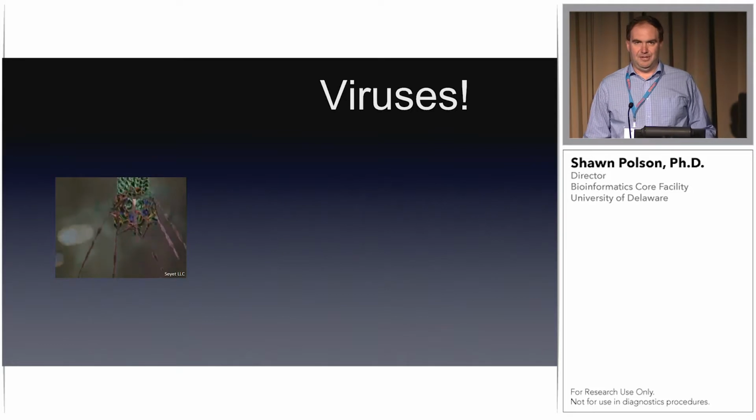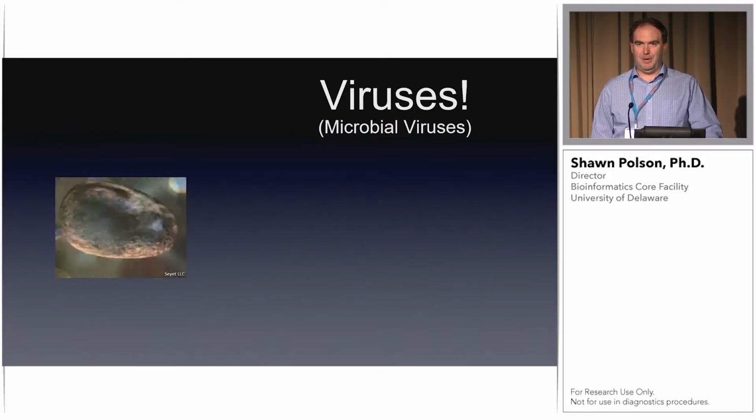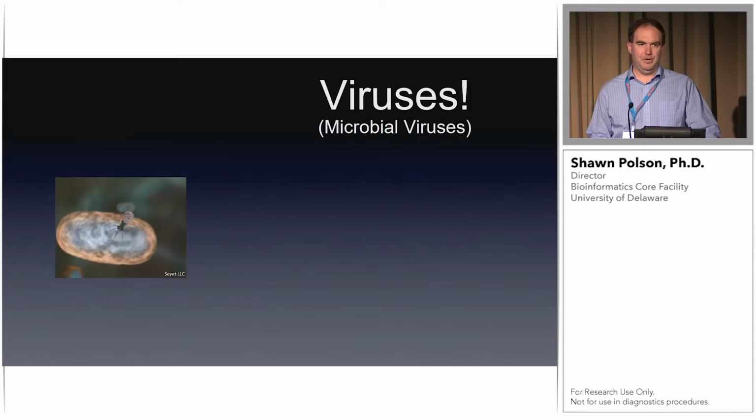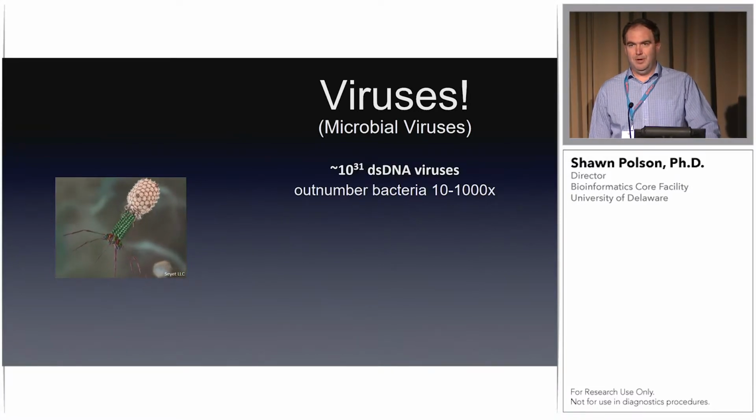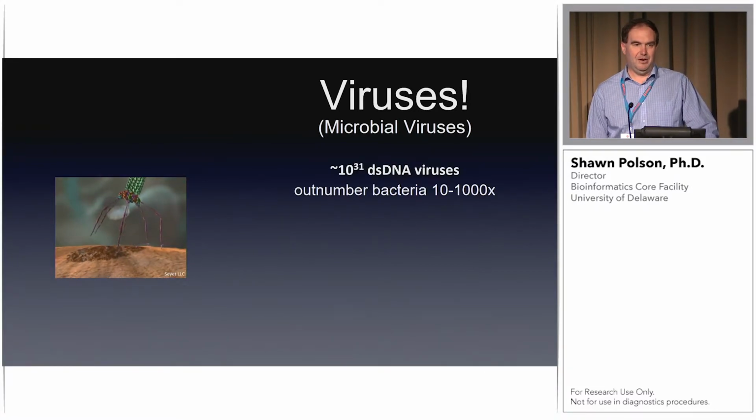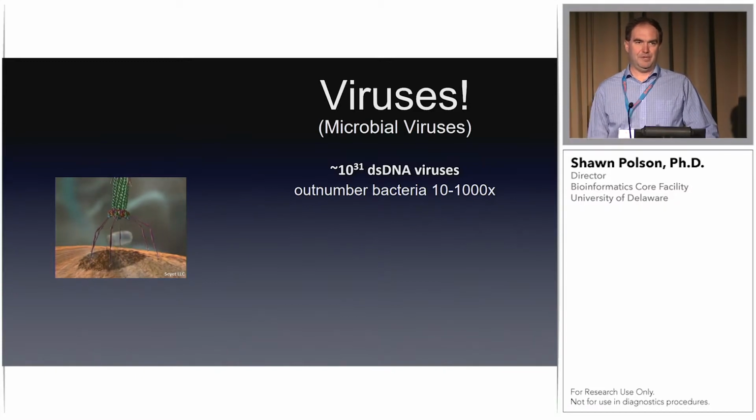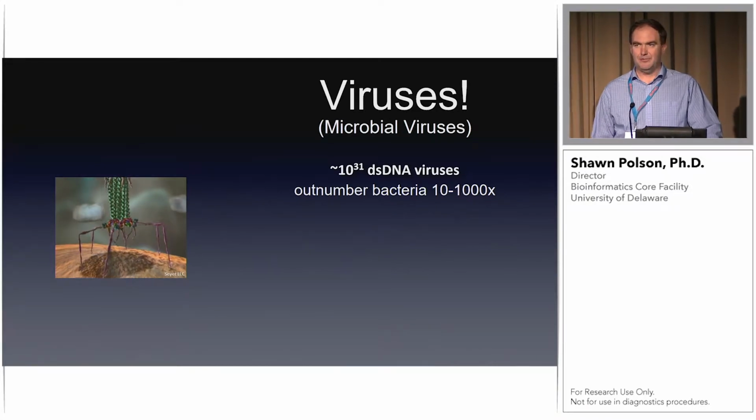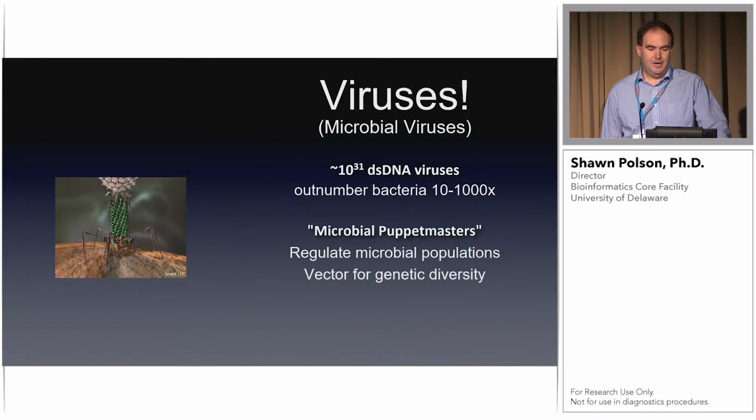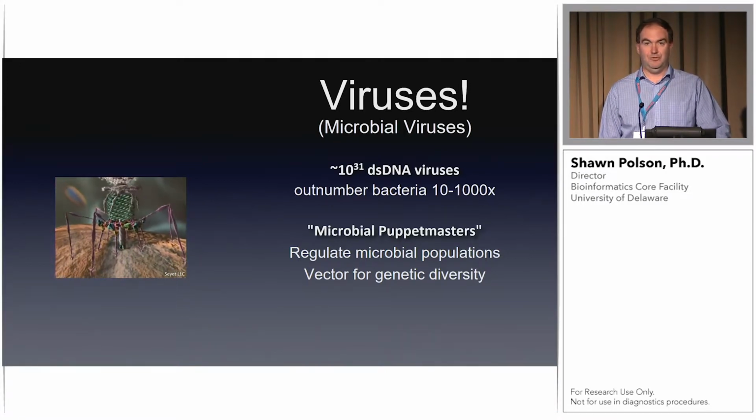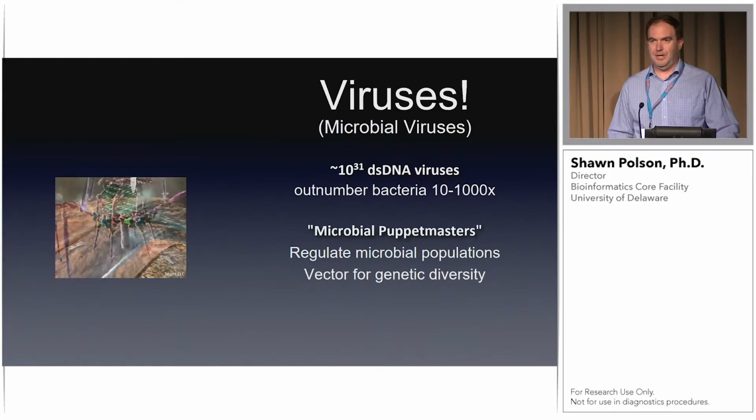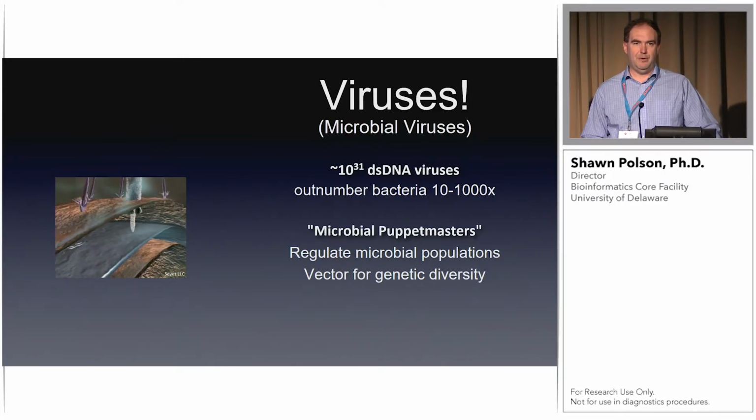And I look at viruses, and when I talk about viruses, I'm talking about microbial viruses, which are the vast majority of viruses out there. Mainly bacteriophage, some archaeal viruses, but pretty much anything that'll infect a microbe. If you look at just double-stranded DNA viruses, there are 10 to the 31 of those estimated out there in the world in various environments, which is an astronomically huge number. It's hard to grasp, but it tends to be 10 to 1,000 times the concentration of their hosts.